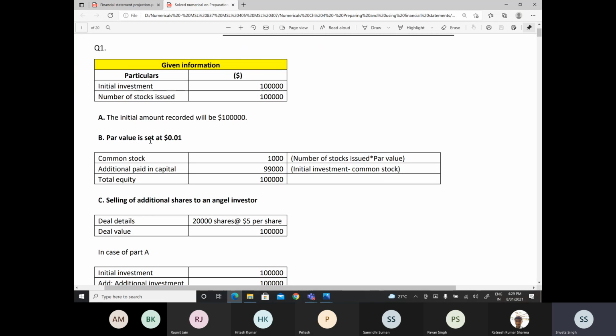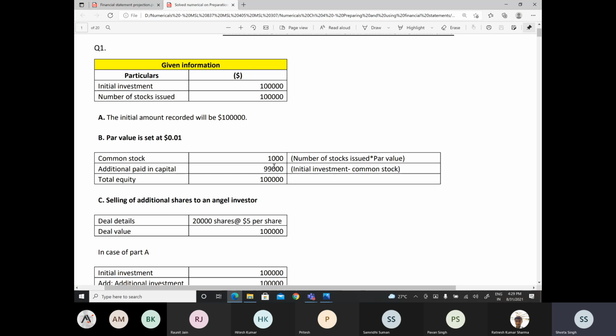Now suppose that the par value, or the face value, that was the first initial value of the stock, was recorded at only 1 cent. Then that means that the company had actually called for only 1 cent per share. So the main money that had come in terms of common stock was the number of stocks issued times the par value. So 100,000 shares times 1 cent, or 0.01, gives us a common stock value of 1,000.